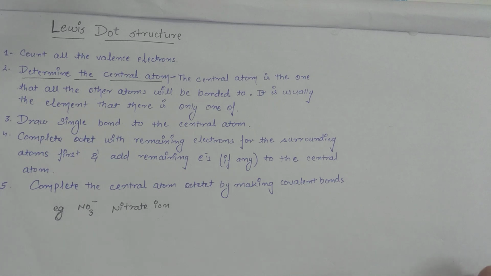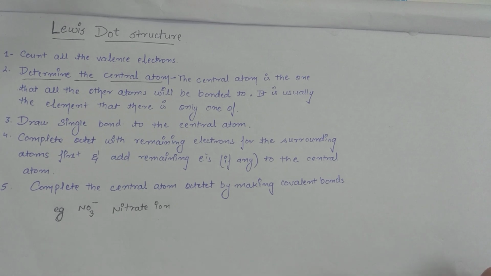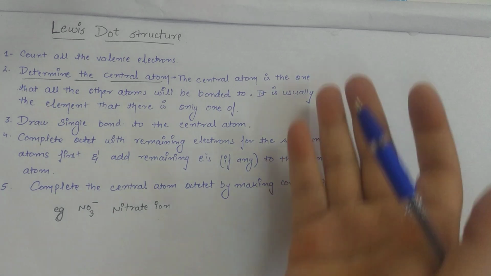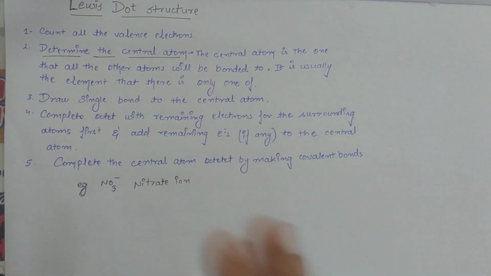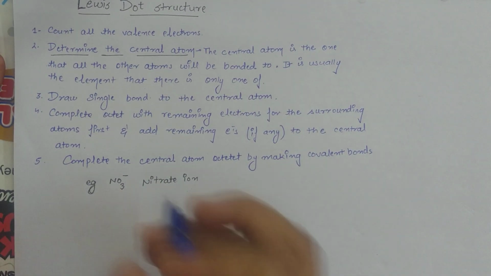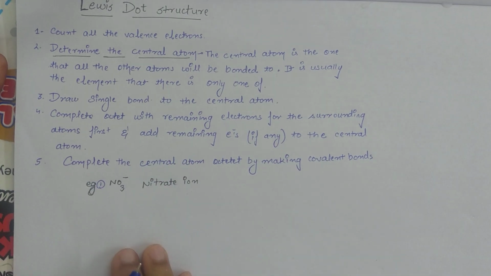The fourth step is to complete the octet with remaining electrons for the surrounding atoms first. And if you are left with any remaining electrons, then you have to put those electrons on the central atom. And at the last, you have to complete the central atom octet by making covalent bonds. Now, these 5 steps can be easily understood with an example. For example, we take the nitrate ion, that is NO3 1-.